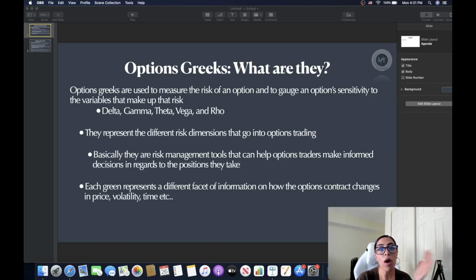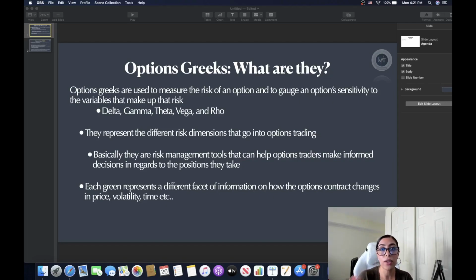So what are options Greeks? The Greeks are used to pretty much measure the risk of an options contract. They measure a whole bunch of different things that in turn go into how that premium is priced and how your options contract will play out into its date of expiration. The 5 different Greeks that we have are your Delta, your Gamma, your Theta, Vega, and Rho. Theta we're going to go through today. We'll go through the others in a different video.